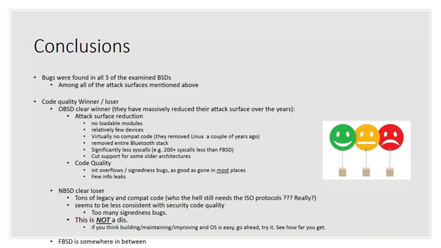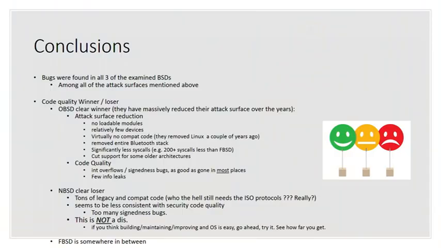And in OpenBSD, there is enormous attack surface reduction. If you compare it with the other BSDs, there are many things they do not have. They don't have loadable kernel modules. They have relatively few devices. They have virtually no compat code. They removed their Linux compat code a couple of years ago. They removed their entire Bluetooth stack because they thought the code sucked and they just deleted it, so no Bluetooth support on OpenBSD. They have significantly fewer system calls, more than 200 fewer than FreeBSD. And they cut support for a whole bunch of old architectures. That, in combination with code quality, I think is a winning formula.